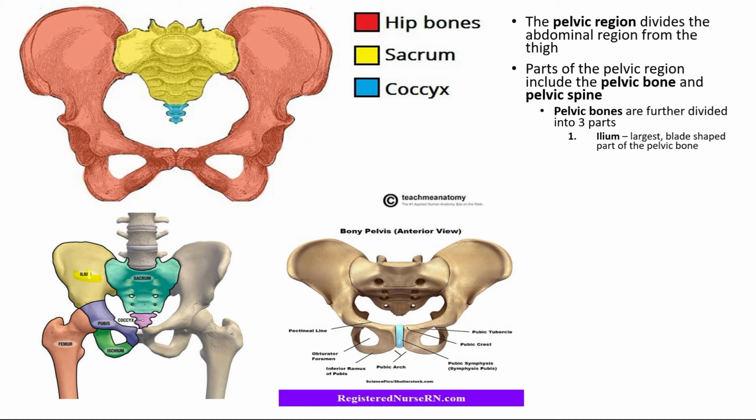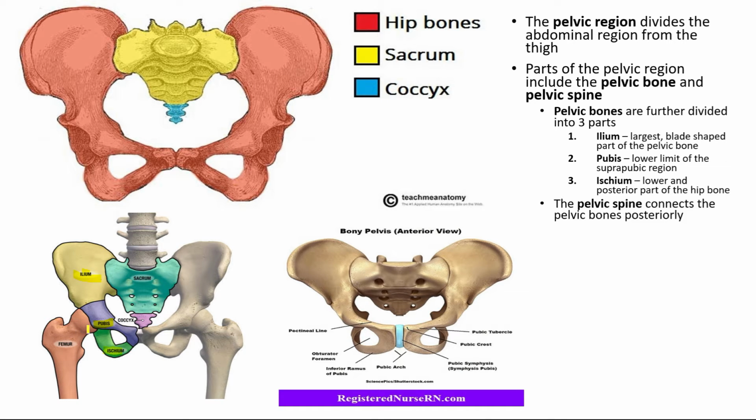The first is the ilium, which is this sort of blade-shaped and largest part of the pelvic bone. The second is the pubis, which is the lower limit of the suprapubic region. And then the last is the ischium, which is the most inferior and posterior part of the hip bone.